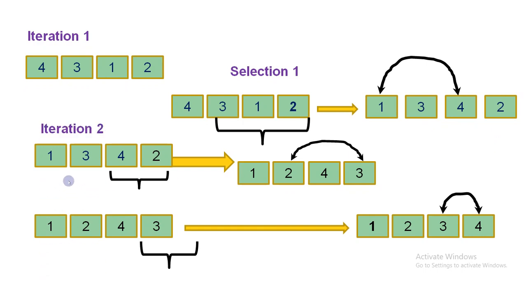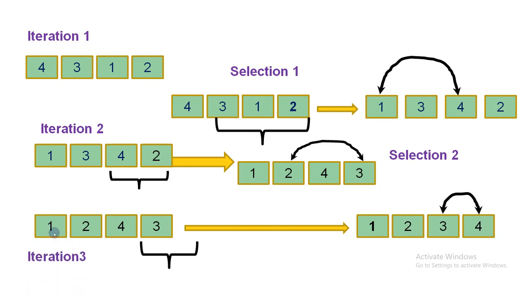And the second iteration will start with the elements 1, 3, 4, 2, and 1 will be taken out of the fray, and what remains is only 3 elements, and the element which is in position 2 will be assumed to be the smallest among the remaining, and selection will take place between 4 and 2, and 2 emerges to be the smallest from among the remaining, and it will be swapped with 3. Selection 2 will happen, and what emerges after the second iteration is 1, 2, 4, 3, again a partially sorted array.